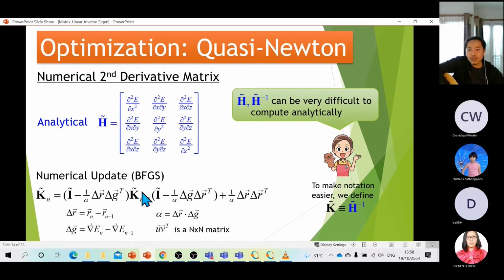I think the name is BFGS, or Broyden, Fletcher, Goldstein, and Shanno. Okay, BFGS, I think. So I'm going to show you instead the process of doing this updating scheme, and we'll see how the results compare to the previous case where we use the exact analytical Hessian.